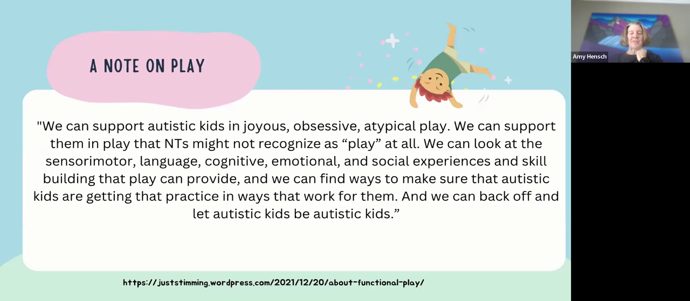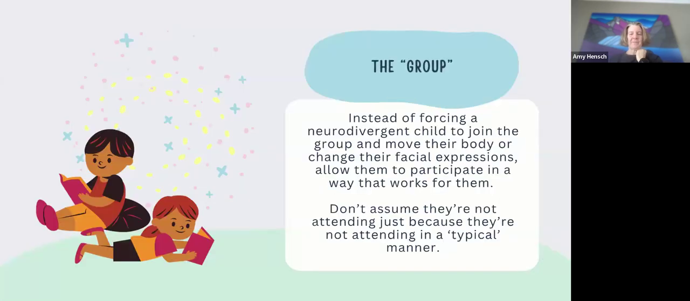I love this quote just about play and how we can support neurodivergent children and all children in play that works for them. So another thing around social thinking is to force a child to join the group with their body, with their face, and instead allow them to participate in a way that works for them. I've been reminded dozens of times with my students that just because they're not sitting and looking at me does not mean that they're not listening to what I am saying.